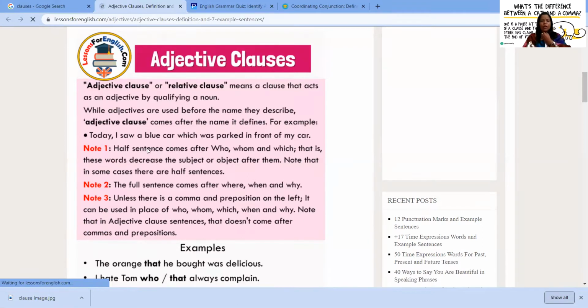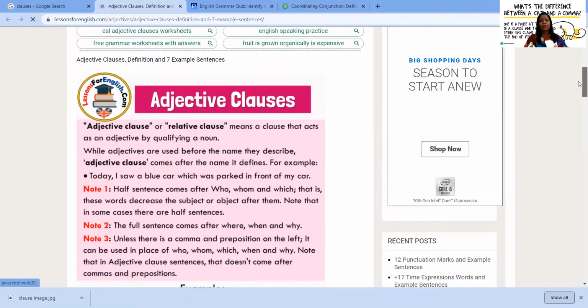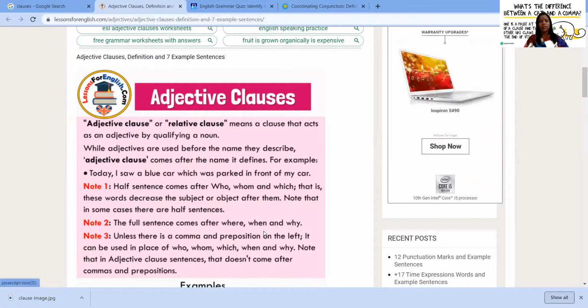Now, an adjective clause or relative clause means a clause that acts as an adjective, or it qualifies a noun. So that is quite self-explanatory. Why? Because an adjective has to qualify a noun, isn't it? While adjectives are used before the nouns they describe, an adjective clause comes after the noun it defines. Like, today, I saw a blue car which was parked in front of my car.